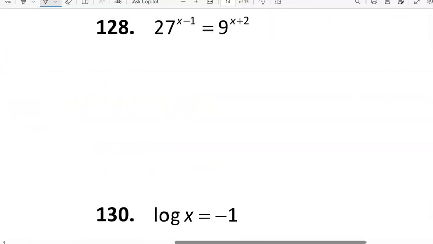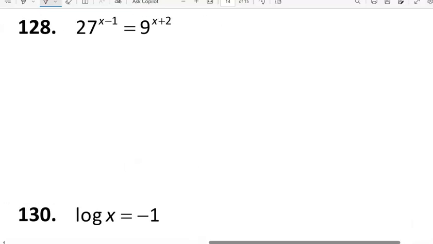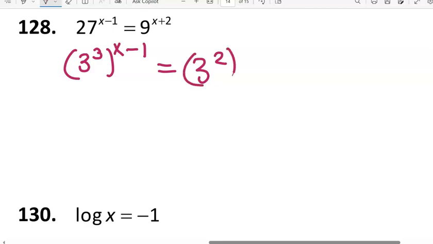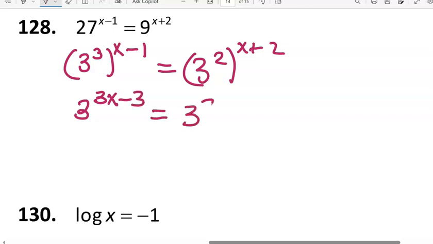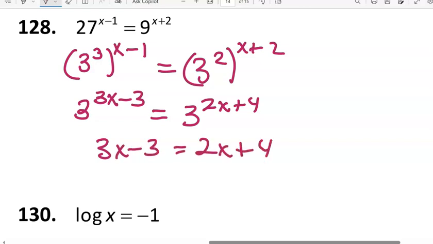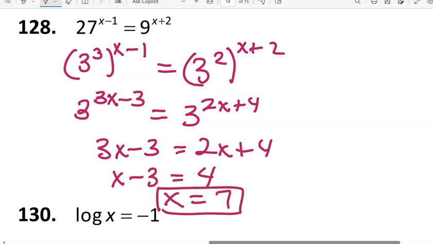so x is equal to 16. In 128, we can re-express both sides using a common base. 3 raised to the 3rd power is 27, and 3 raised to the 2nd power is 9. And when we raise a power to a power, we multiply the exponents. And now that we have a common base, we can just equate the exponents. And so x minus 3 is equal to 4, and x is 7.